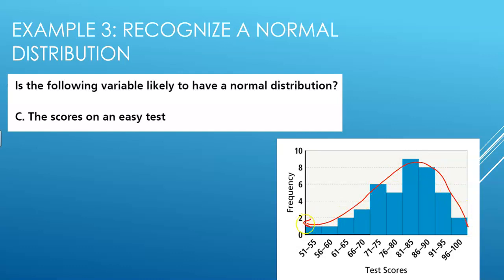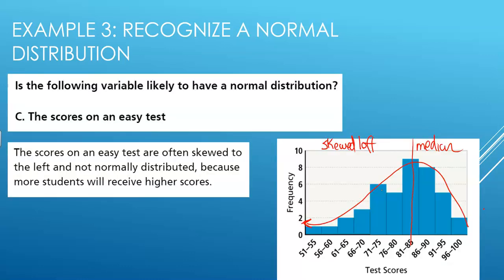Now again, the tail's headed to the left. So this is skewed left data. Median would be over here somewhere. Hard to tell exactly where. And the mean would be over here somewhere. The mean, because the tail pulls the mean away from the median. The scores on an easy test are often skewed to the left and not normally distributed because more students would receive higher scores.